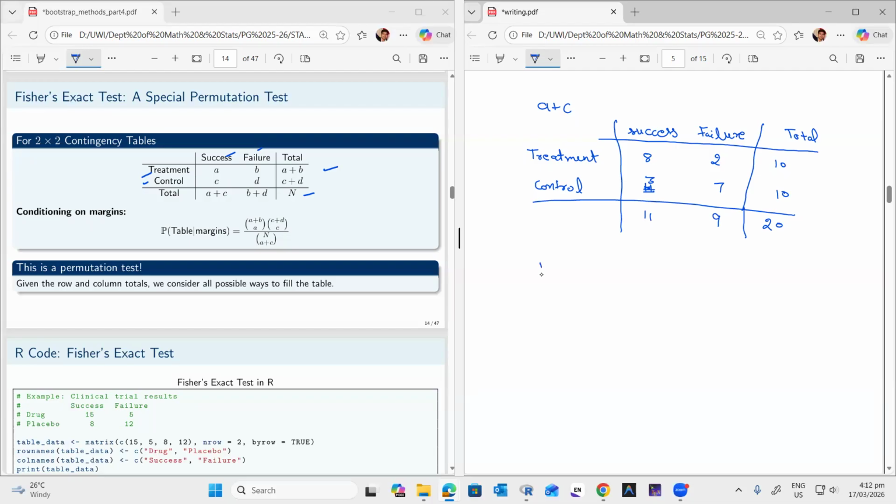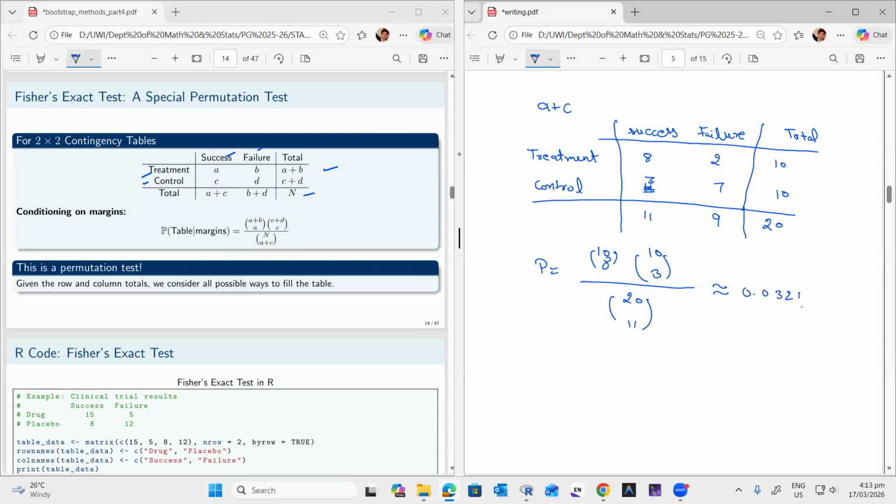So what will be the probability of this exact table? It will be 10C8 times 10C3, the combinations of the successes, divided by 20C11. When we solve it, it approximates to 0.0321.